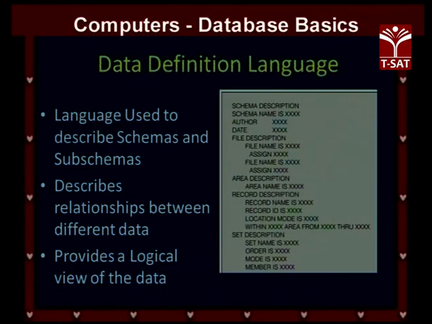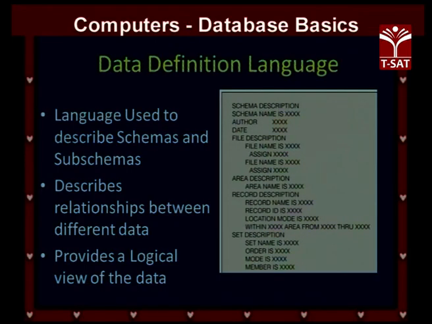Data definition language, we call it DDL. In short, we call it DDL. If you see on the screen, data definition language describes the relationship between different data. What kind of data is it? How many attributes are there? What is the relation between those?